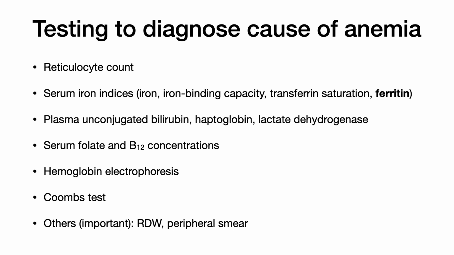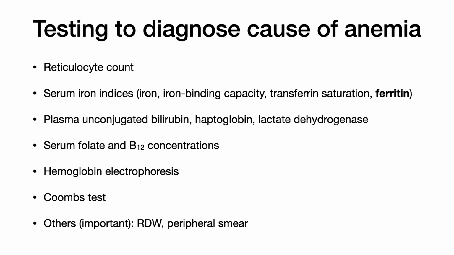Serum iron indices, I just mentioned these before, but iron binding capacity, the total iron binding capacity, TIBC, transferrin saturation, and ferritin. And I bold-faced ferritin because of the ones, that's probably the most important one. And like I said, we'll go through the chart the way you separate out iron deficiency, anemia of chronic disease, and sideroblastic.